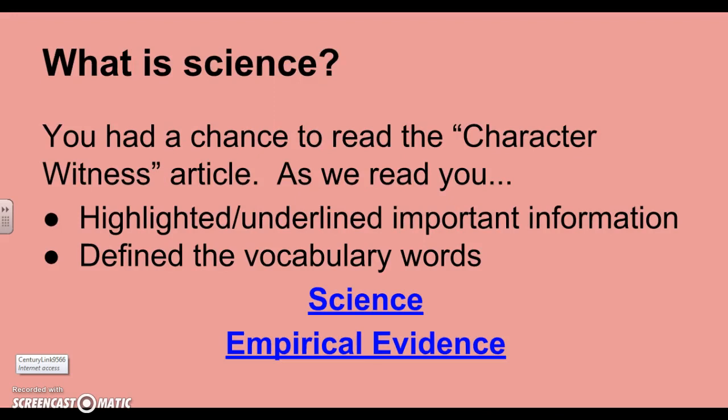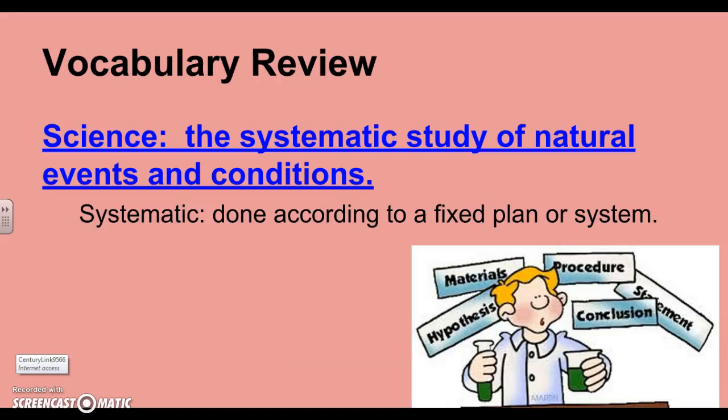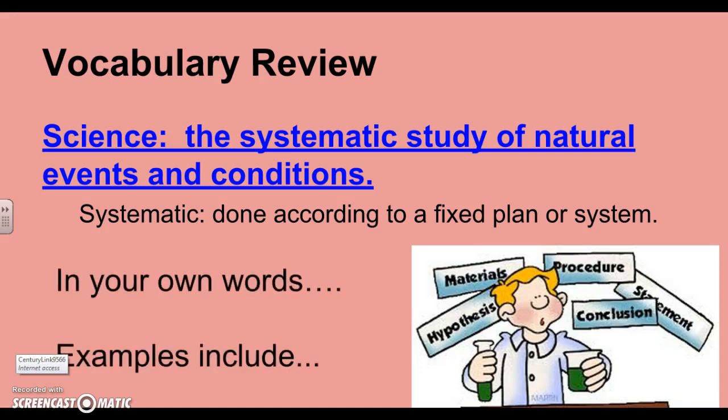You had a chance to read an article called Character Witness, and as you read, we highlighted and underlined some information, and you had the opportunity to define the vocabulary words science and empirical evidence. The definition of science was the systematic study of natural events and conditions. In case you didn't know what systematic meant, that means done according to a fixed plan or system. In science, there are a series of steps that we take when we're trying to find the answer to a question, and we call that a systematic study. You then defined this in your own words and included some examples.